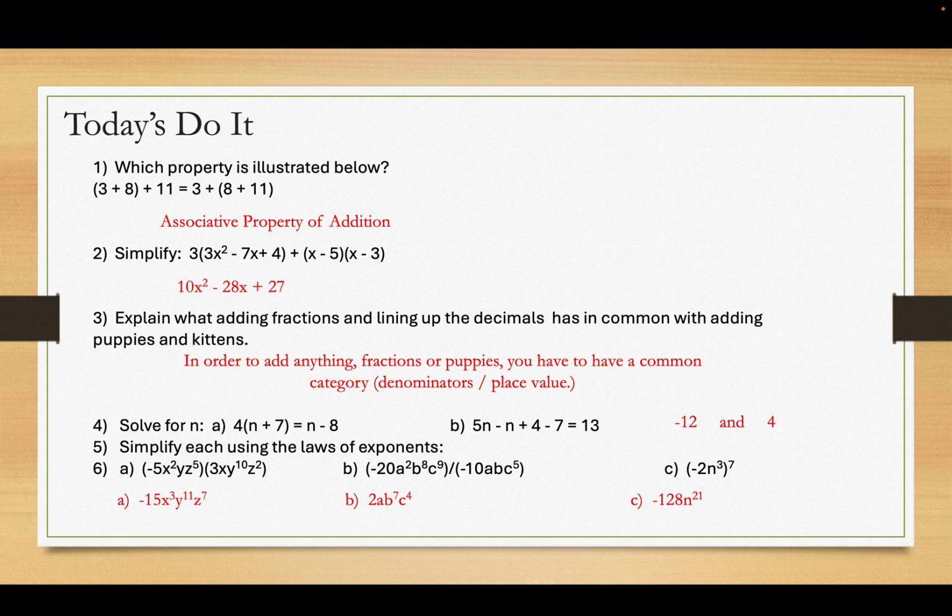Letter B, divide coefficients, subtract exponents. I get 2a, b to the 7th, c to the 4th. And letter C, now you'll notice in A and B, A was a multiplication problem. We multiplied coefficients. B was a division problem. We divided coefficients. We always treat the coefficient with whatever the operation is. So this is negative 2n to the 3rd, all to the 7th. So I'm going to do negative 2 to the 7th, which is negative 128. And then when I raise a power to a power, I multiply: n to the 21st.